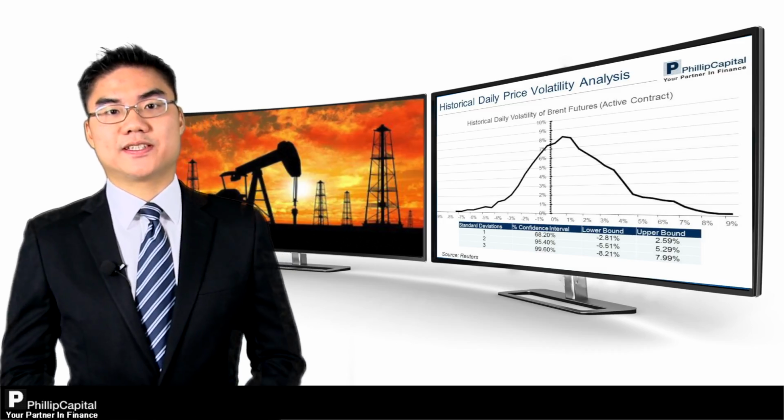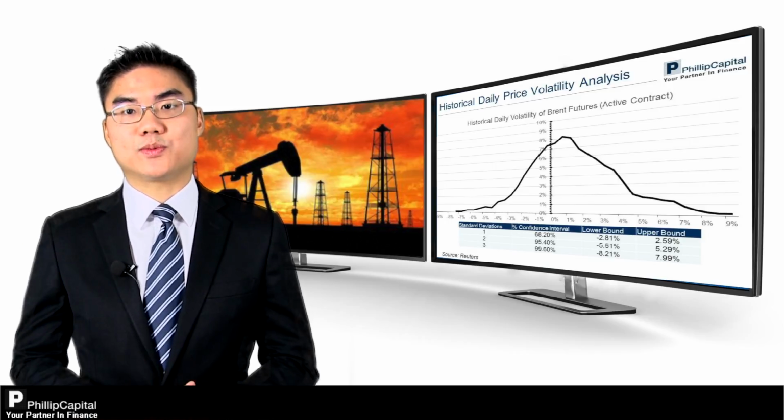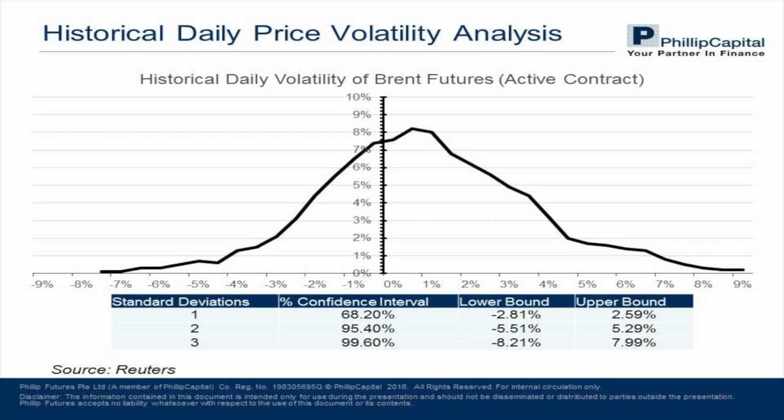Moving on to daily volatility analysis, crude oil can be seen to be very volatile. Referring to my diagram, the daily volatility is seen to be normally distributed around 0. About 70% of the time, daily volatility ranges from negative 2.8% to positive 2.6%. While at 95% of the time, the daily volatility range will expand from negative 5.5% to positive 5.3%. This high volatility combined with its high liquidity presents good trading opportunities.